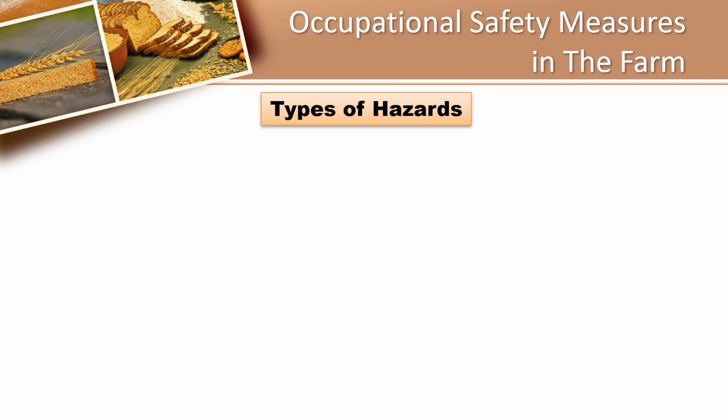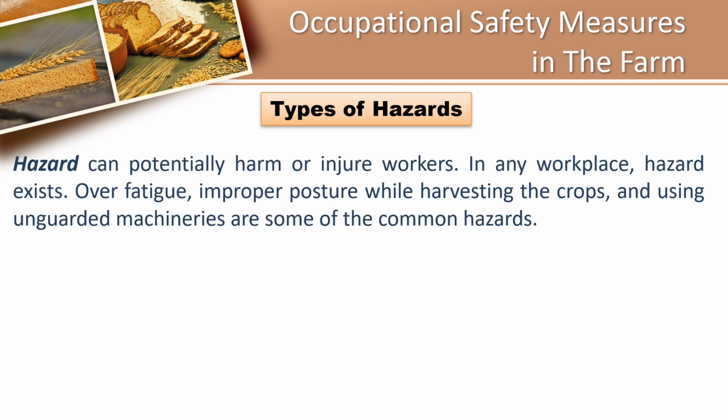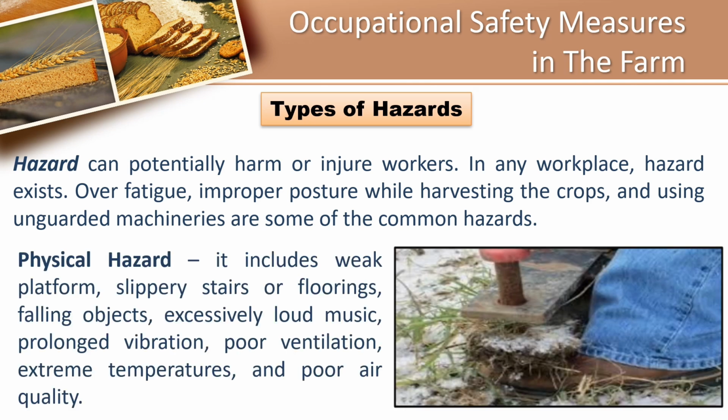Now, let's look at the types of hazards. A hazard can potentially harm or injure workers. In any workplace, hazard exists. Overfatigue, improper posture while harvesting the crops, and using unguarded machineries are some of the common hazards. Physical hazard includes weak platform, slippery stairs or floorings, falling objects, excessively loud music, prolonged vibration, poor ventilation, extreme temperatures, and poor air quality.